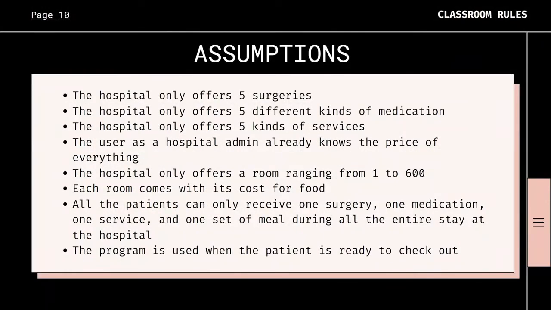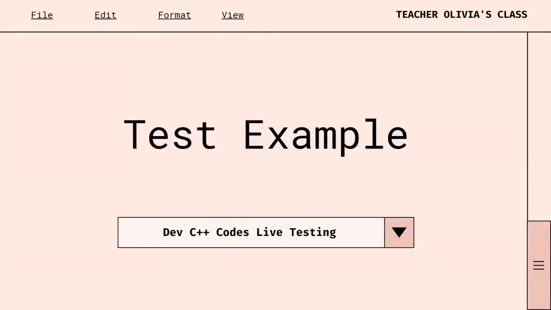Our assumptions for this program are that the hospital only offers 5 surgeries, 5 different kinds of medication, and 5 kinds of services. The user, as a hospital admin, already knows the price of everything. We also assume that the hospital only offers rooms ranging from 1 to 600, and each room comes with its cost for food. We also assume that the patient can only receive 1 surgery, 1 medication, 1 service, and 1 set of meals during the entire stay at the hospital. And lastly, we also assume that the program is used when the patient is ready to check out. Let's look at a test example.